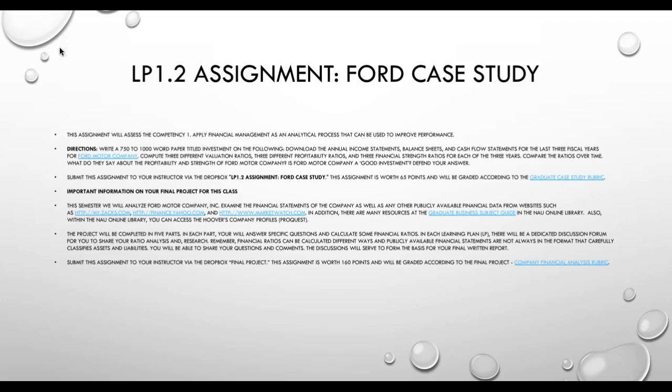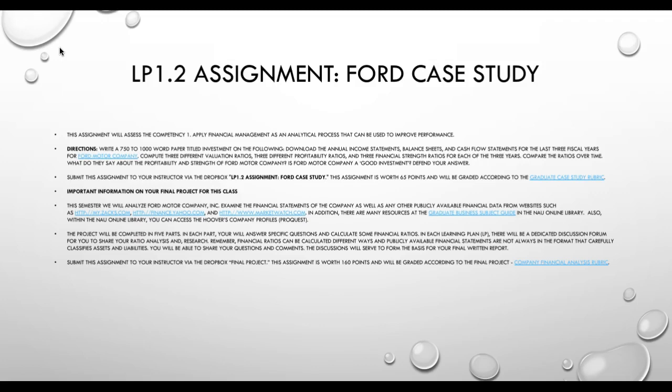So your LP1-2 assignment is the Ford case study. You're going to write a 750 to 1,000 word paper titled Investment on the following. Download the annual income statements, balance sheets, and cash flow statements for the last 3 fiscal years for Ford Motor Company. You're going to compute 3 different valuation ratios, 3 different profitability ratios, and 3 financial strength ratios for each of the 3 years. You're going to compare the ratios over time. What do they say about the profitability and strength of Ford Motor Company? Is Ford Motor Company a good investment? You're going to need to defend your answers and remember, cite your sources. You're going to submit this assignment to Dropbox 1-2.